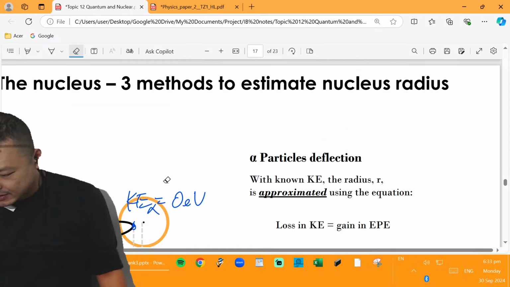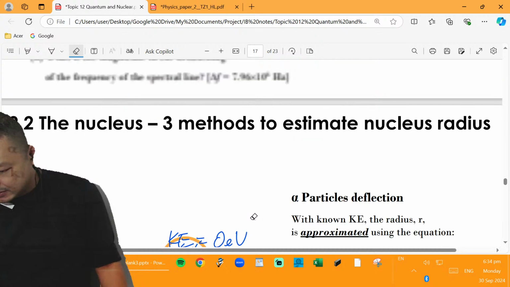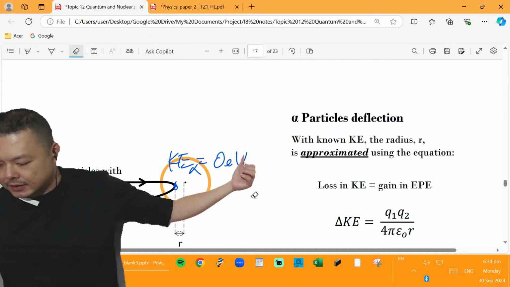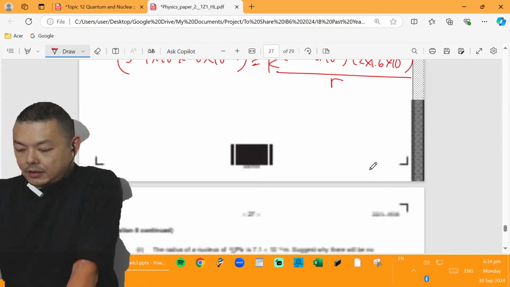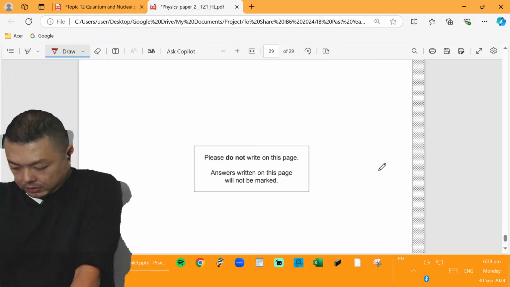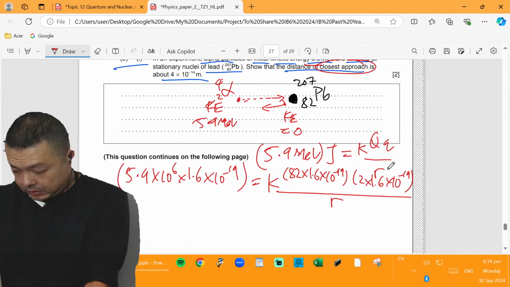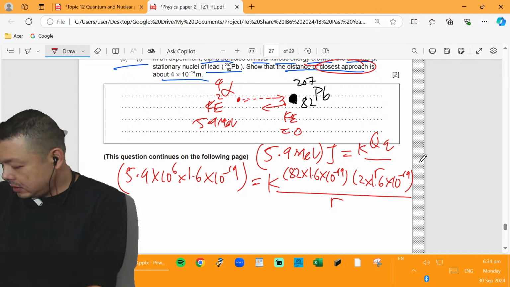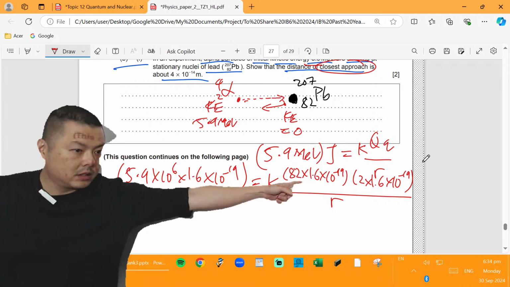How do I move this thing? Yeah, there you go. This is the closest approach method. Then anything else? Yeah, don't forget that one.